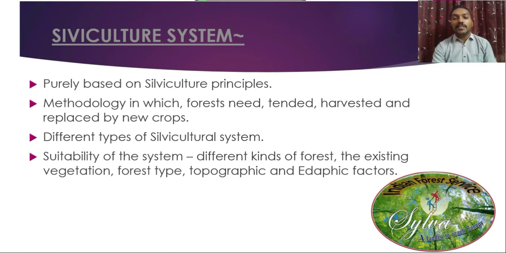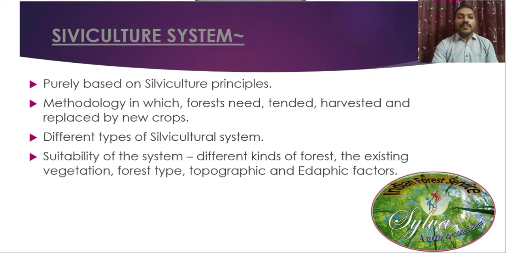These are part of the silviculture system, and each forest area needs a different kind of treatment. So there are different kinds of silviculture systems followed in India according to the types of forest, the species, and the nature of forest. We need to study the different types of silviculture systems followed in our country, so that we come to know the complete understanding of this silviculture system, and also the suitability of the system for different kinds of forest, the existing vegetation, forest types, and topographic and edaphic factors.